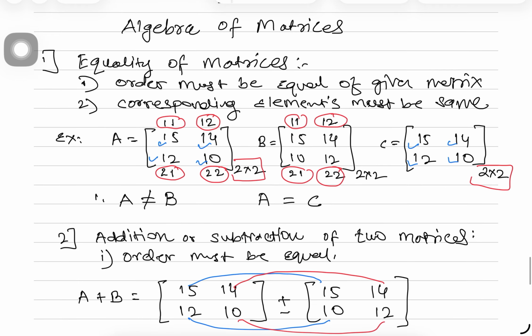So we will take A as, suppose, 15, 14, 12, 10. The order is 2 cross 2. For B, 15, 14, 10, and 12. Order is 2 cross 2. And C is 15, 14, 12, 10. Order 2 cross 2.